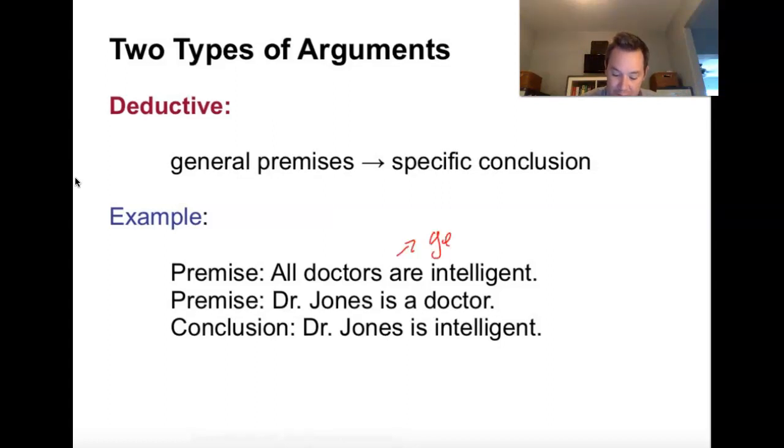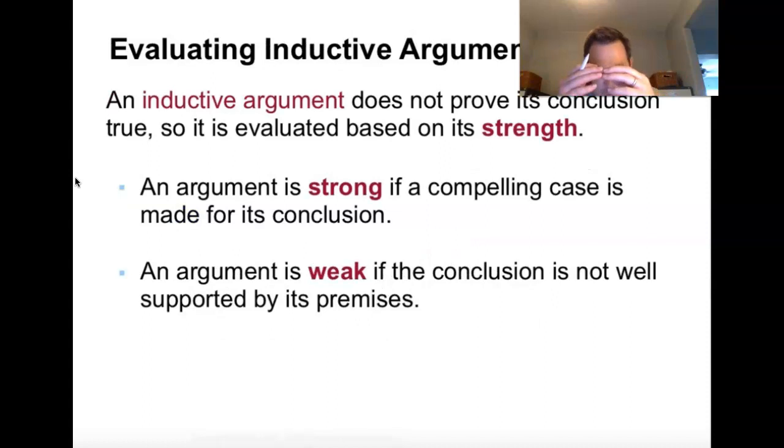So, general premise, and then there's a specific premise that puts Dr. Jones within the general set of discussion, and then our conclusion is supported that Dr. Jones is intelligent. Now, it may not be true that all doctors are intelligent. We can argue about that, but in terms of the logic of the argument, this is much stronger than an inductive process.